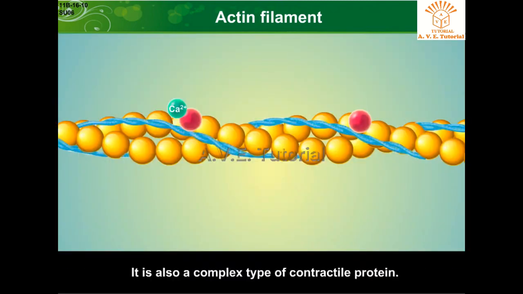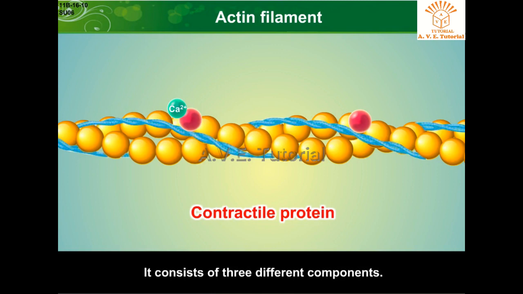Actin filament. It is also a complex type of contractile protein. It consists of 3 different components.